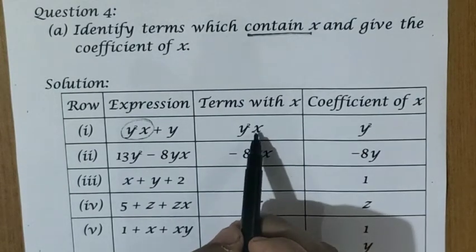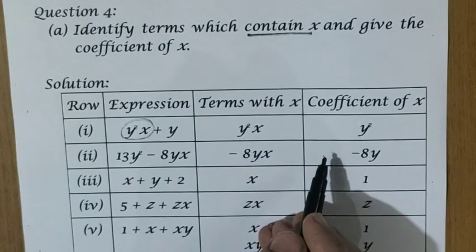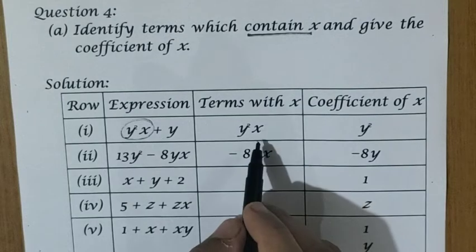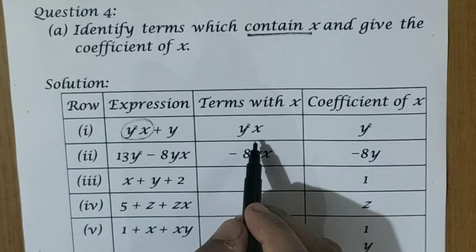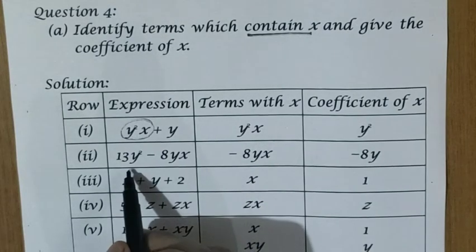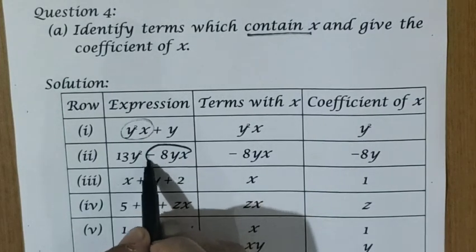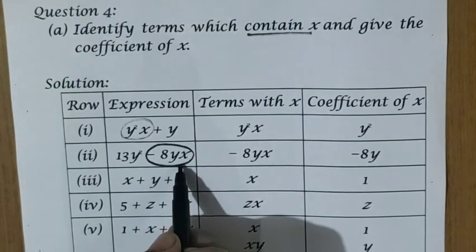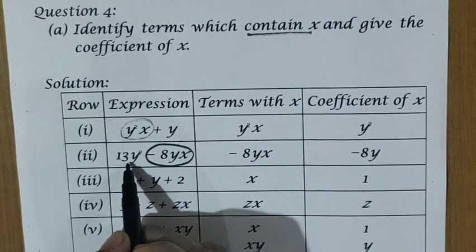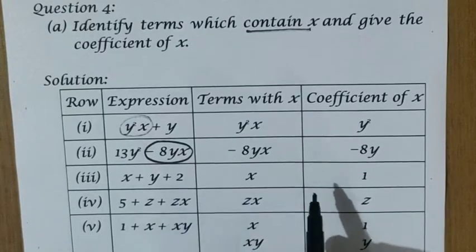Coefficient of x means other than x, it is y square, right? It is not the numerical coefficient. It is the coefficient of x only. That is a general way of asking the question. So the coefficient of x is y square. Now see the second question, 13y square minus 8yx. Which has x now? The second term, right? Minus 8yx has x. 13y square does not have any x. So the term with x is minus 8yx.